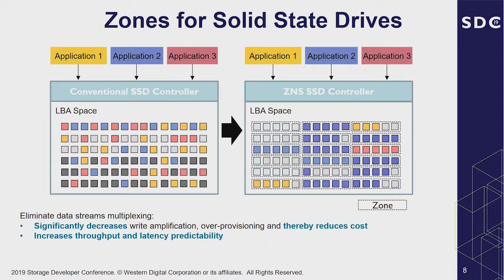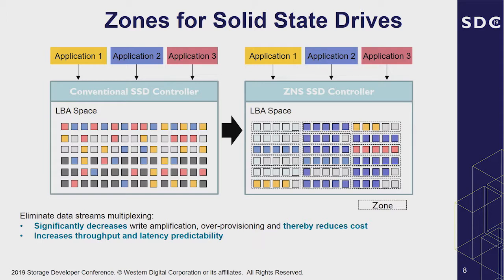So, on the left here, we see a traditional or conventional SSD controller where data from all these different applications are getting serialized and mixed on the drive. While on the right, we have a zoned disk where the applications can place their data in separate zones and then avoid this mixing of data on the disk.